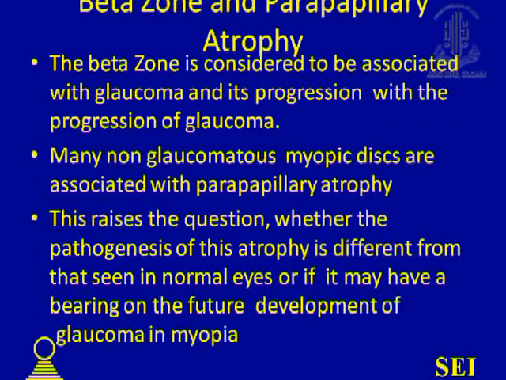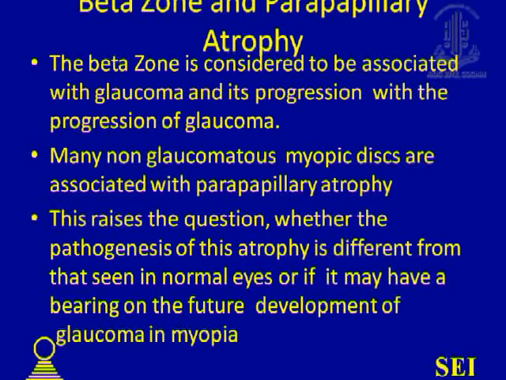The beta zone is considered to be associated with glaucoma and its progression. Many non-glaucomatous myopic discs are associated with parapapillary atrophy, and we need to distinguish what is parapapillary. Parapapillary atrophy could be a generalized term, so that any atrophy that you see around the optic disc could be classified as parapapillary atrophy. But there's a beta zone that's classically described in glaucoma patients and also found sometimes in normal patients. And then you get a classical beta zone in a myopic patient, and then you get a classical parapapillary atrophy that's different histologically from the beta zone that you get in glaucoma patients.